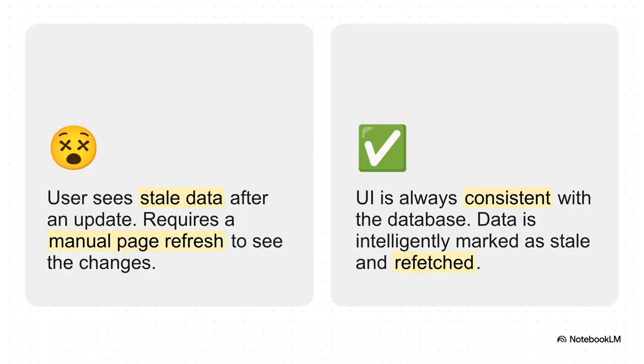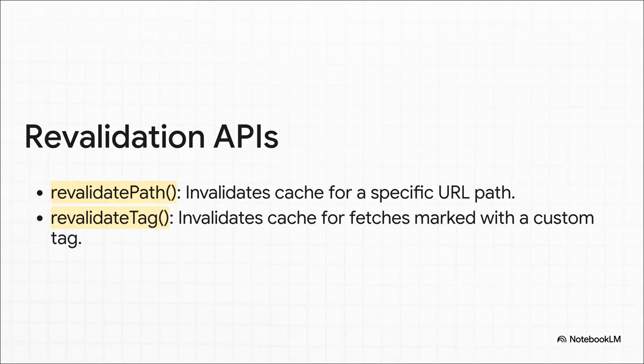And if you don't do this, you get that classic super frustrating bug. Imagine your user deletes an invoice. The app sends them back to the main invoice list and, bam, the invoice they just deleted is still sitting there, staring them in the face. Why? Because they're looking at an old cached version of the page. Revalidation is the fix. It's what ensures your UI is always in sync with your database. No more stale data.